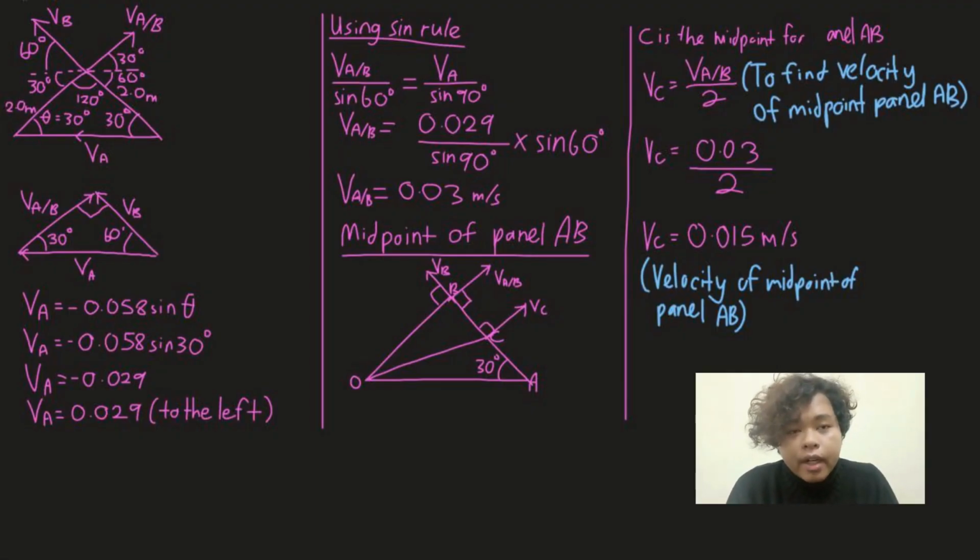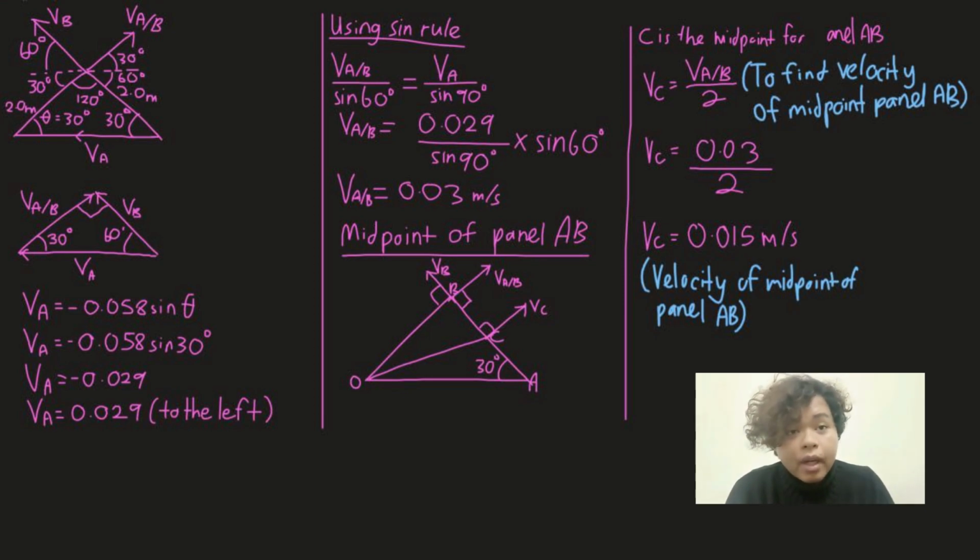Assalamualaikum and hi, my name is Daniel Akmal bin Muhammad Alwi, matrix number MA22005, and today I'm going to explain the scalar solution when given theta 30 degree and finding the velocity of the midpoint for panel AB.